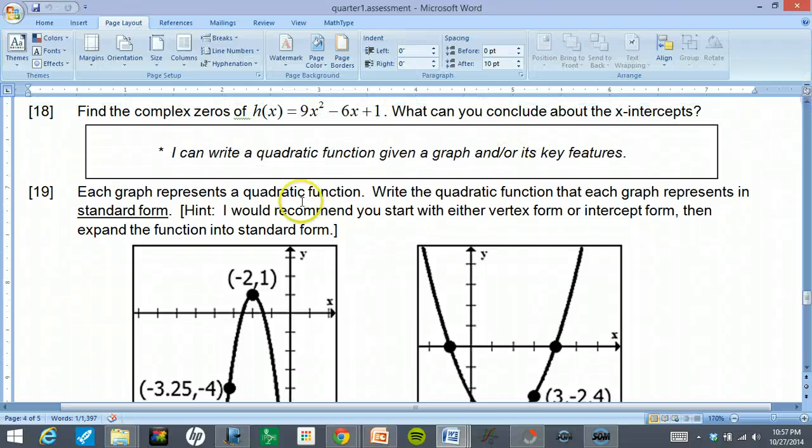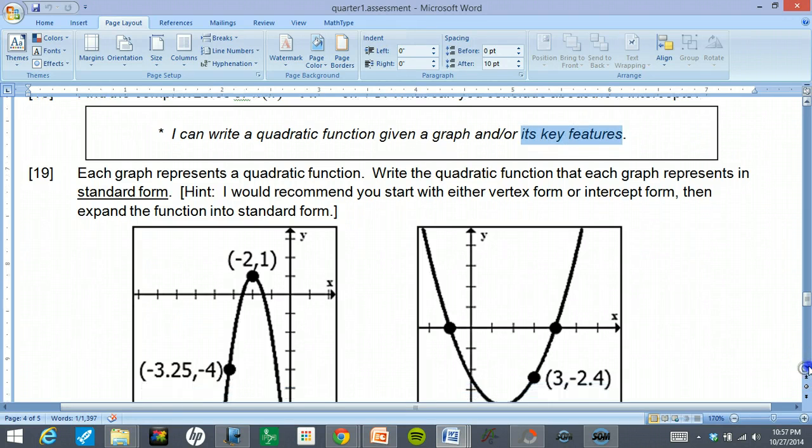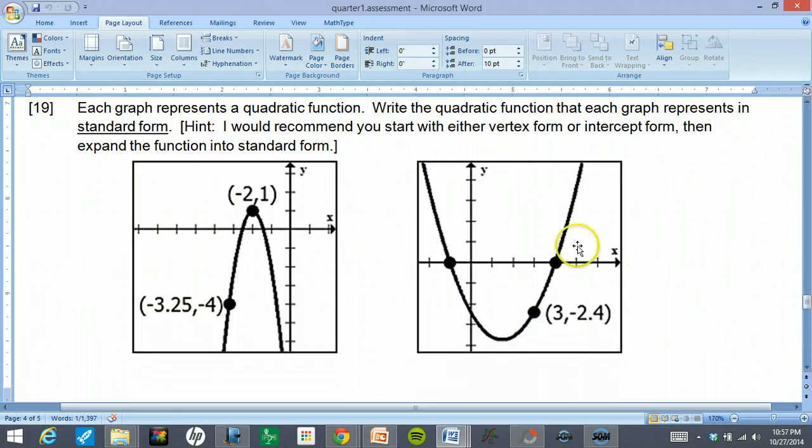Alright, for this next section, you need to be able to write a quadratic function given a graph or its key features. So I would definitely recommend going back on a couple quiz questions where I didn't necessarily give you a graph, but I did tell you, hey, here's a vertex, here's another point on the graph. What quadratic function will give those ordered pairs? So please go back, check out your quiz questions.